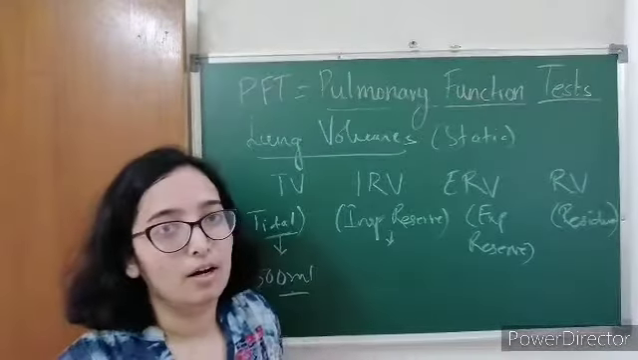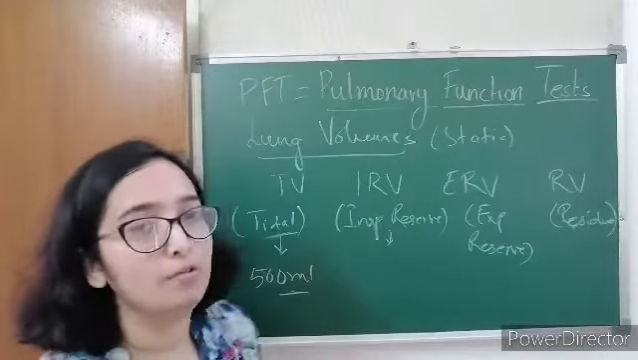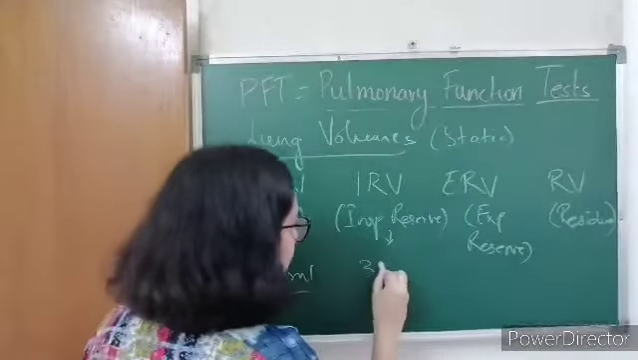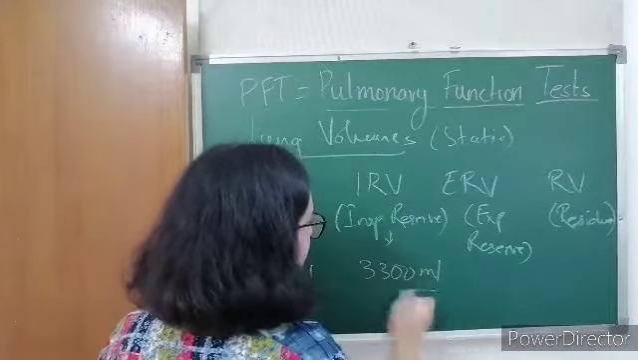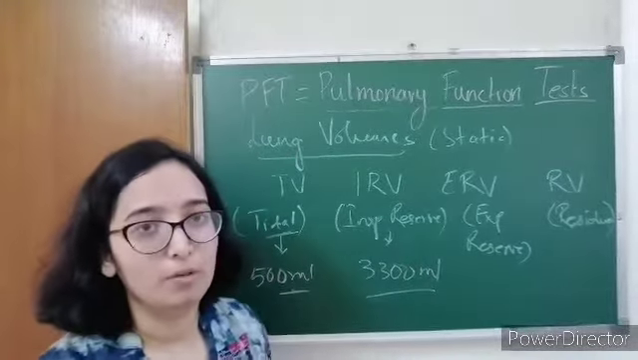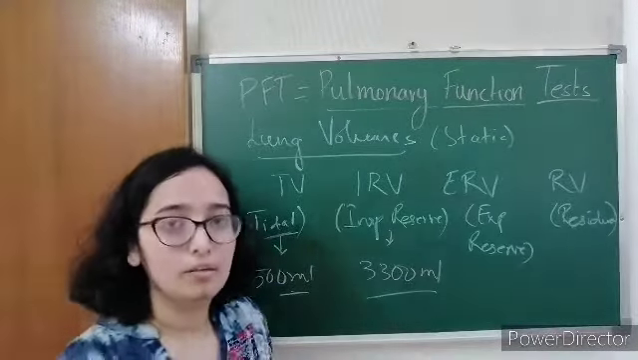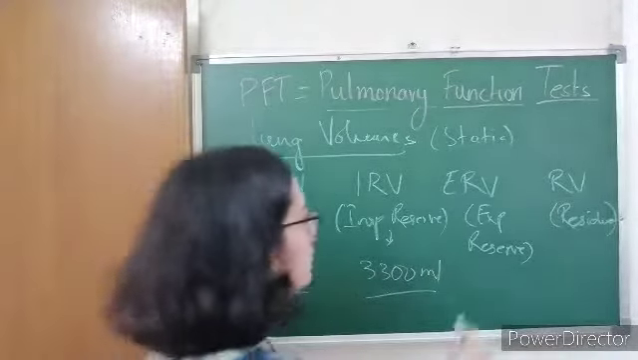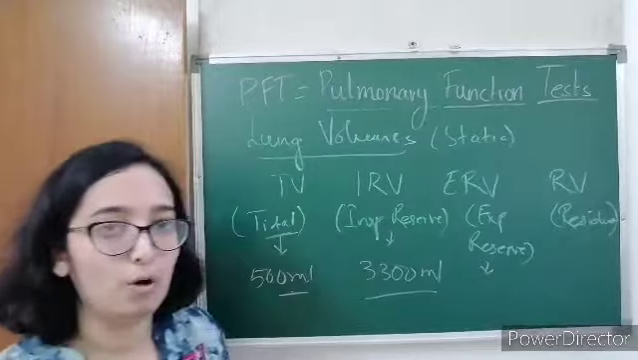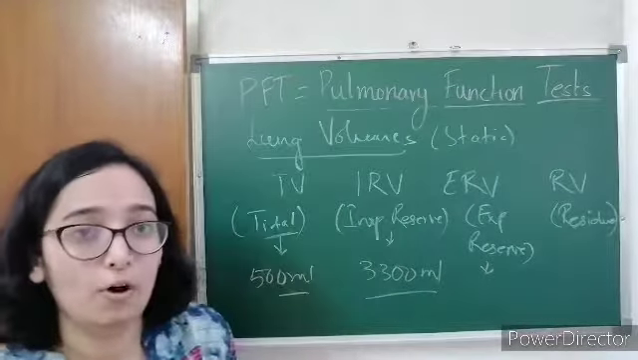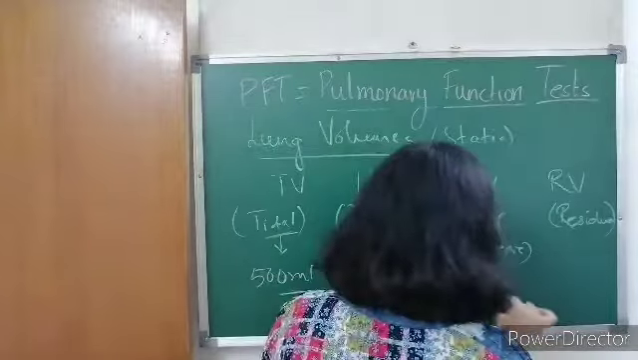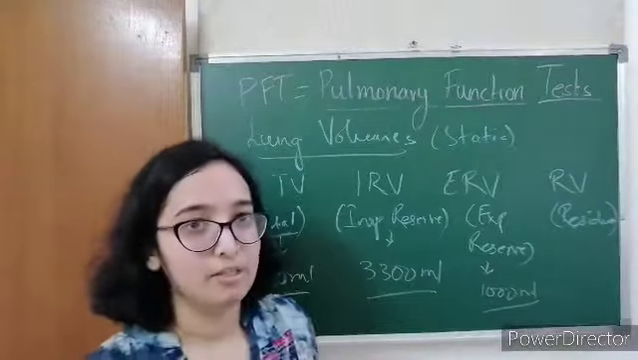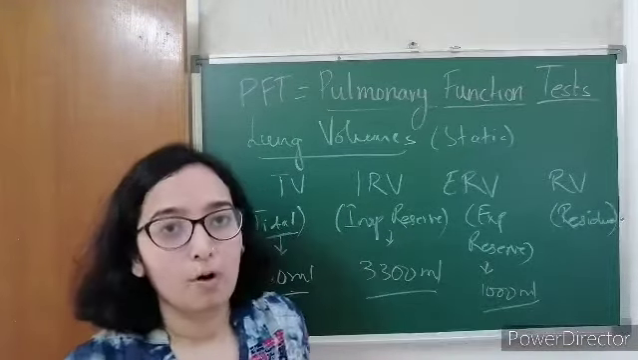What is IRV? Inspiratory reserve volume. IRV is the additional amount of air that is breathed in by an individual after a normal inspiration. So that is 3300 ml. What is ERV? This is the additional volume of air that is breathed out by an individual after a normal expiration. That is 1000 ml. It is the amount of air that is breathed out by an individual even after a normal expiration. That is 1000 ml.